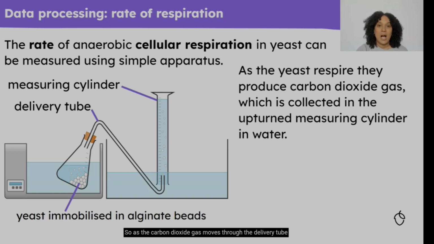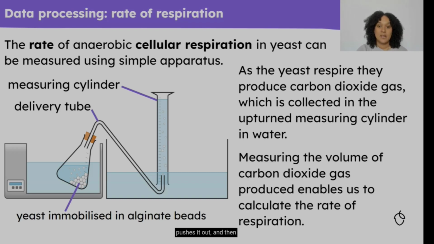So as the carbon dioxide gas moves through the delivery tube and into the measuring cylinder, it displaces the water that's in the measuring cylinder, pushes it out, and then measuring the volume of carbon dioxide gas inside the measuring cylinder produced enables us to calculate the rate of respiration.